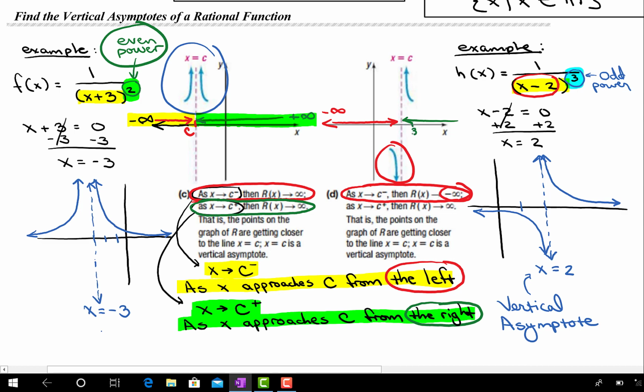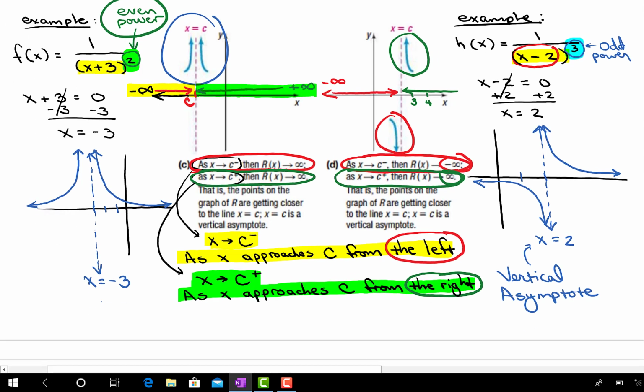And when we're coming in from the right here, you see here we're at 3, 4, we're at numbers that are bigger than, right, -2 here. So they're going to end up being positive. And when you raise a positive number to an odd power, it's going to be positive. It's going to go up to positive infinity.